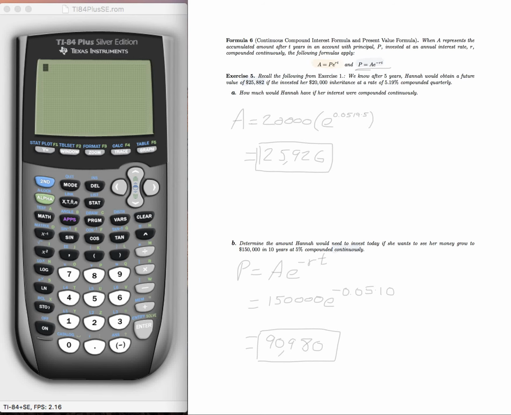So in previous exercises, we have had a certain number of compoundings per year. In the next couple of exercises, we'll be looking at a slightly different situation, where we let the frequency of compounding go to infinity. We say that's continuously compounding interest.